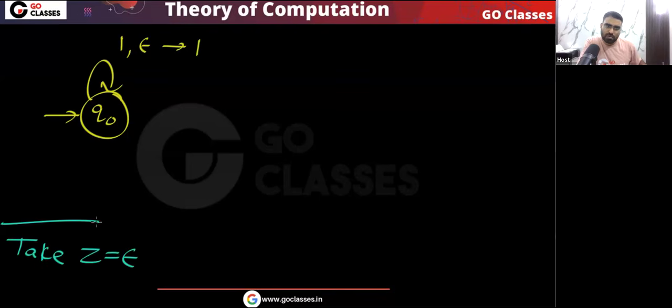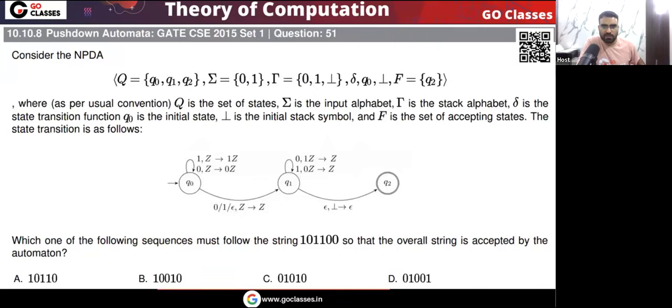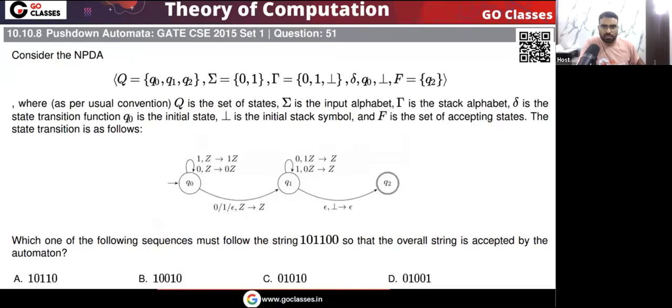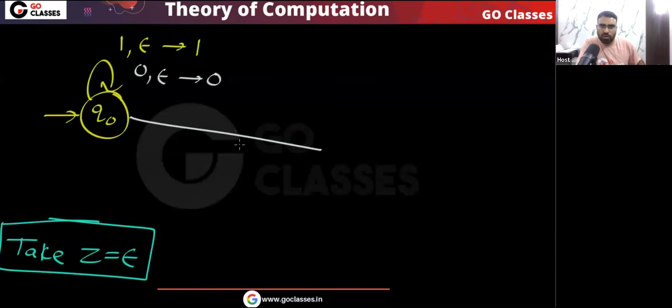The PDA is this: q0, then you have 1, epsilon, and we are going to 1. Okay, because Z is epsilon, just take Z equal to epsilon. Just solve this question, take Z equal to epsilon. So you can see we will get 1, epsilon, 1, and 0, epsilon, 0. Then you can see we are going to state q1.